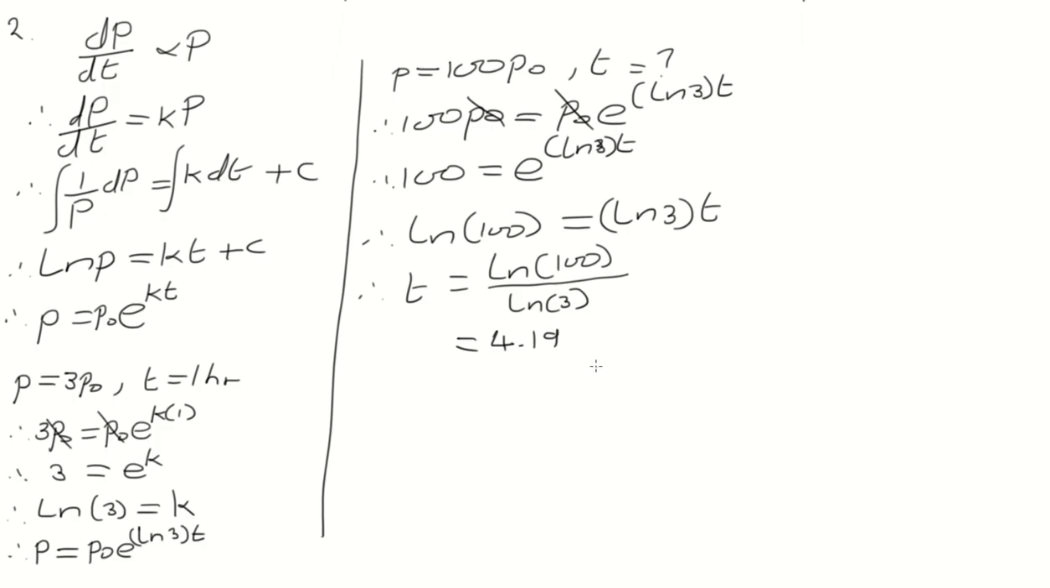So this is equal to 4.19. Let me say 4.192, but even just 4.19 is fine. This is the amount of time that it will take for this population to be 100 times the original size. So this is what they ask us: in how many hours would it take to be 100 times the original size? It therefore will take 4.2 hours to be 100 times P naught. Okay, so we can move on.